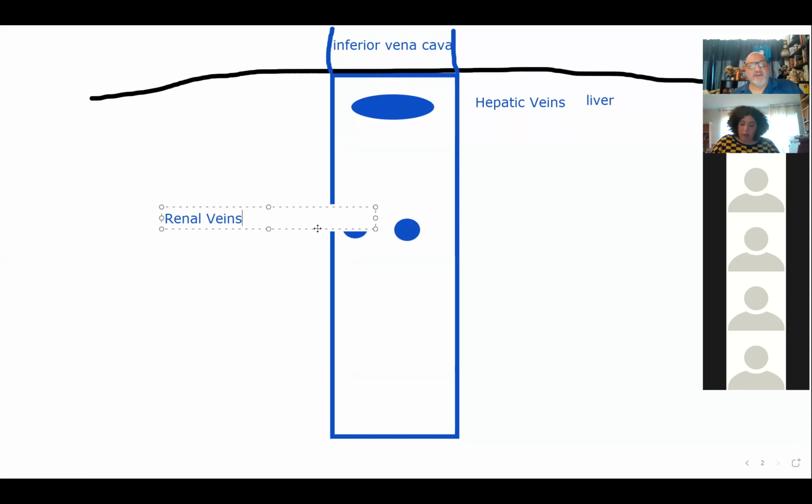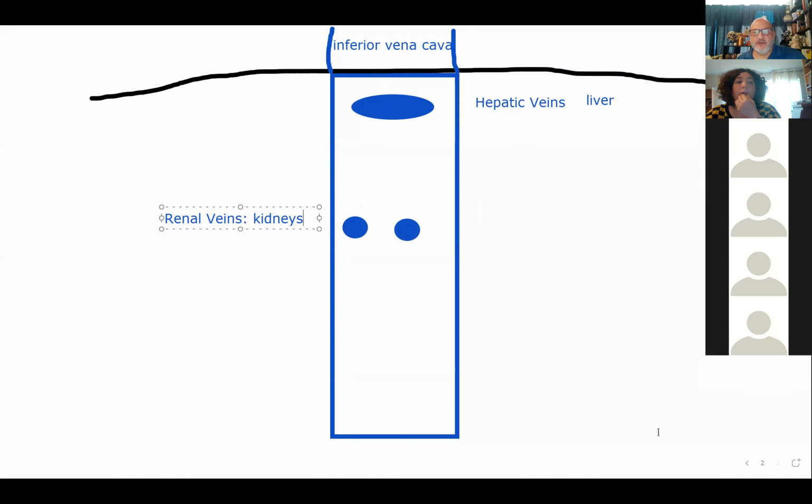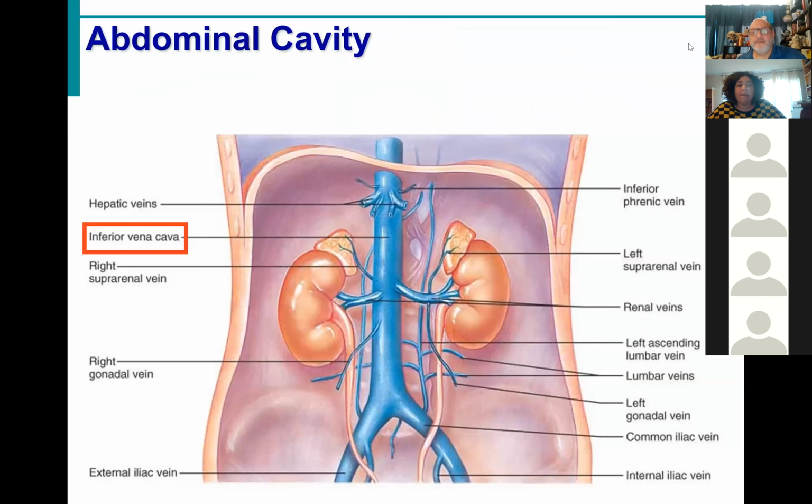Guess where the renal veins come from? Kidneys. Excellent. What should be under the kidneys? What were under the renal arteries? Gonadal. Excellent. And notice, sure enough, if we look at our picture, lo and behold, there's our right gonadal.